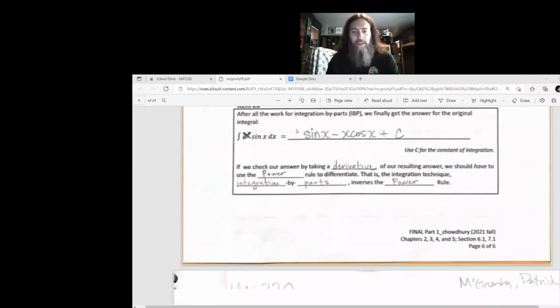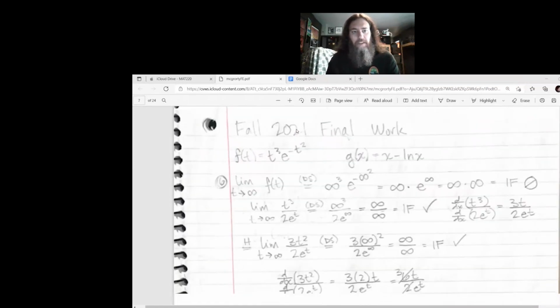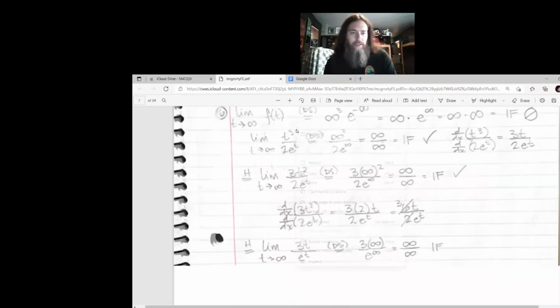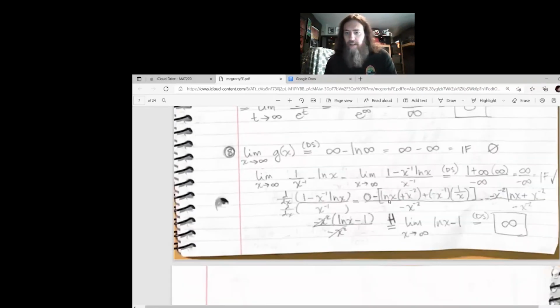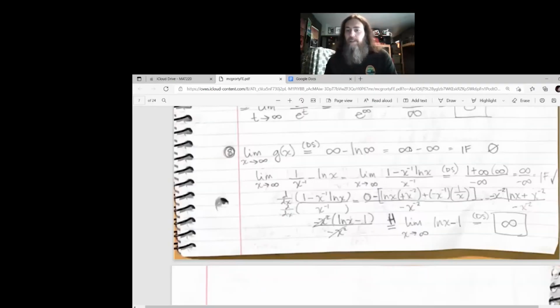Let me go to my notes here. And maybe the sign may be different there. So let's see, 8. So it's an infinity over negative infinity. Okay, so then once we get that, then we can use L'Hopital's rule to differentiate the top and bottom separately.